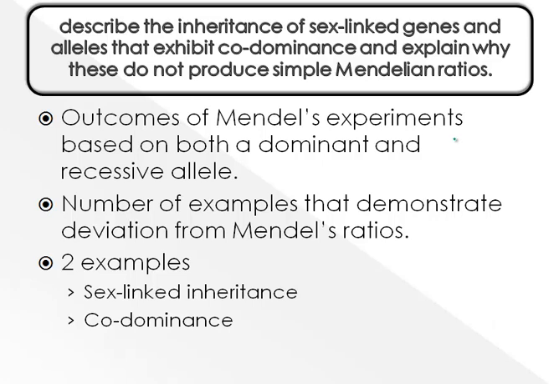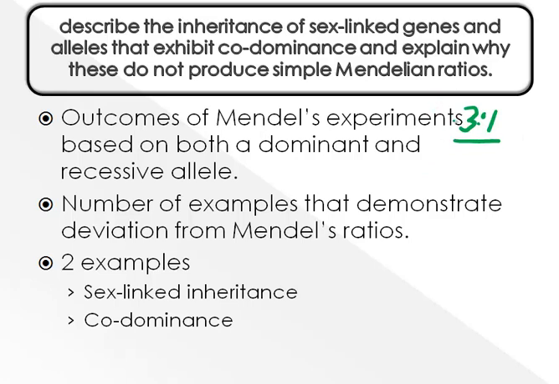Good afternoon. In this presentation we're going to look at the inheritance of sex-linked genes and alleles that exhibit co-dominance. We want to compare it to the Mendelian ratios that Gregor Mendel, the Augustinian monk, determined. When he was looking at traits, he noticed that the dominant trait to the recessive trait turned up in a 3-to-1 ratio when the first generation were mixed together. So from the first filial to the second filial we saw a 3-to-1 dominant to recessive ratio.